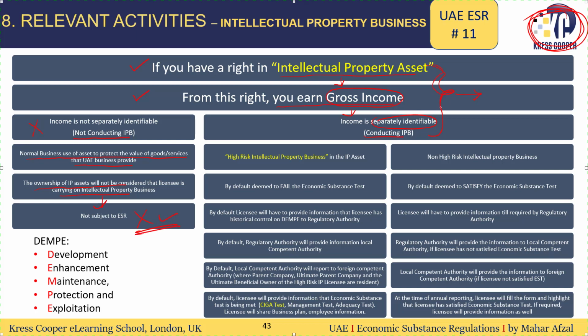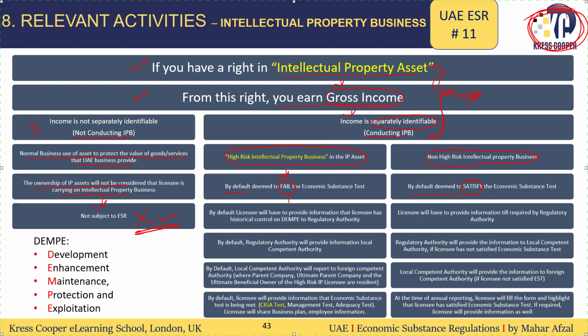If all these three conditions are being fulfilled, then we will say the licensee is conducting intellectual property business. This intellectual property business can be high risk intellectual property business or non-high risk intellectual property business. If this is high risk intellectual property business, it has been given in the guide that by default it will be assumed that the licensee has failed the economic substance test. Here it will be assumed that the licensee has satisfied the economic substance test.